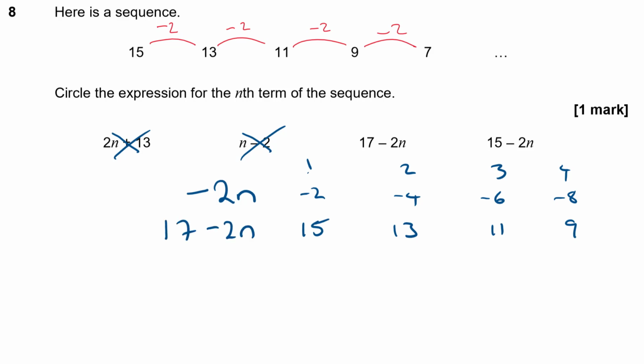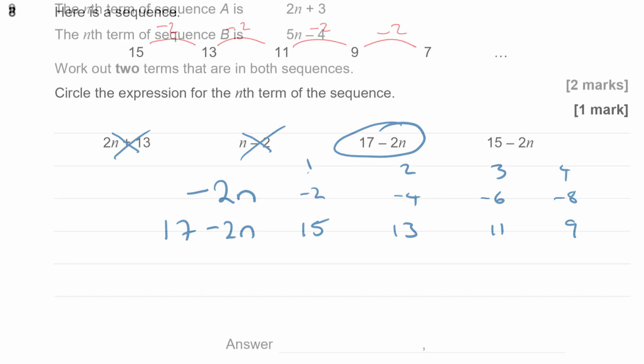So 17 take away 2 lots of 1 is 15. 17 take away 2 lots of 2 is 13. 17 take away 2 lots of 3 is 11, and so on. So our real answer is that one there then, 17 minus 2n.